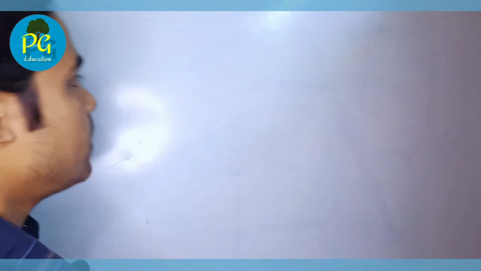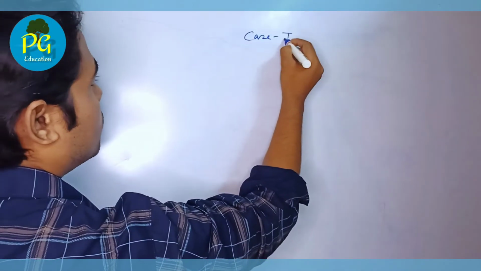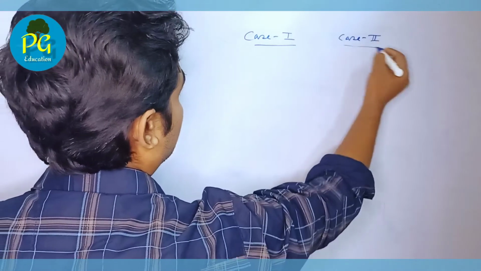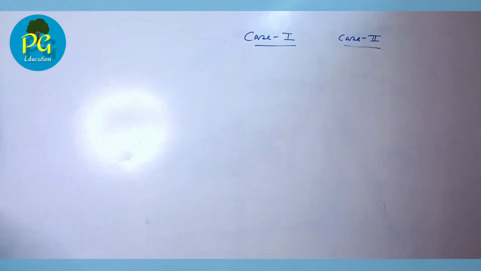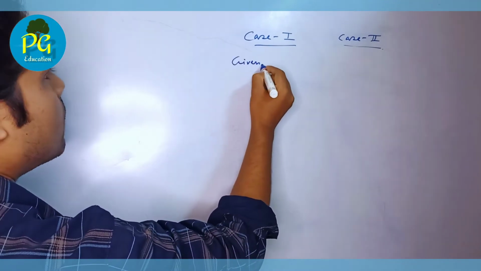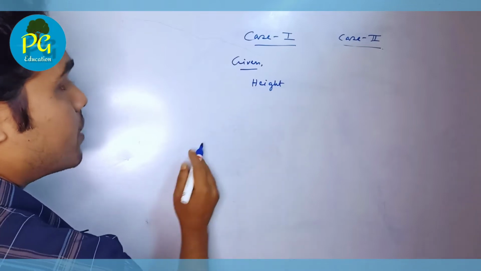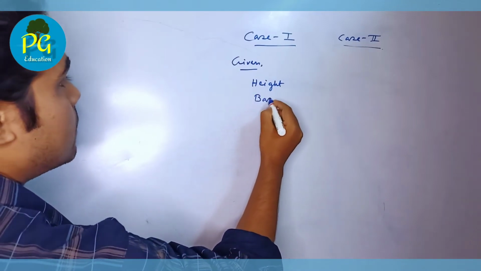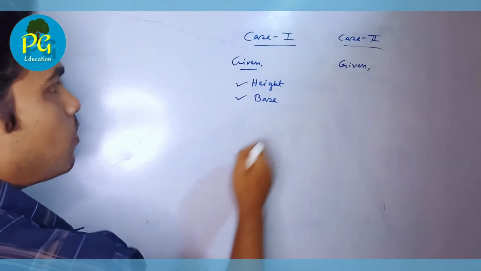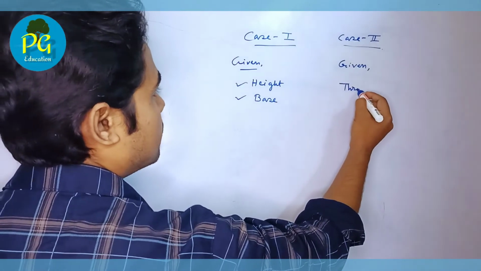Understood? Here we will discuss two cases, case 1 and case 2. In the first case, we have to find out the area when the height of the triangle and the base of the triangle are given. In case 2, we will find out the area when three sides are given.